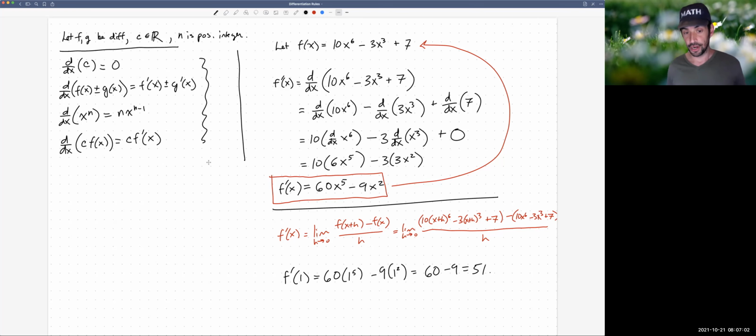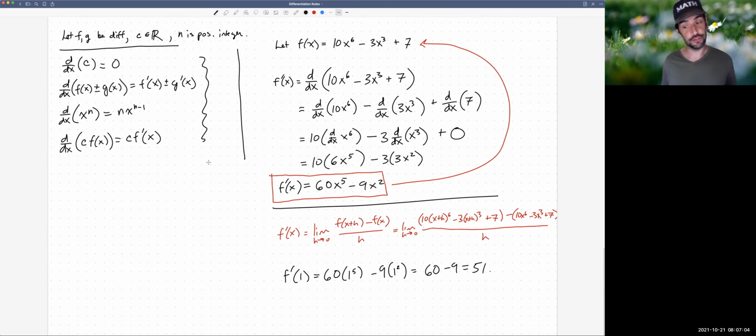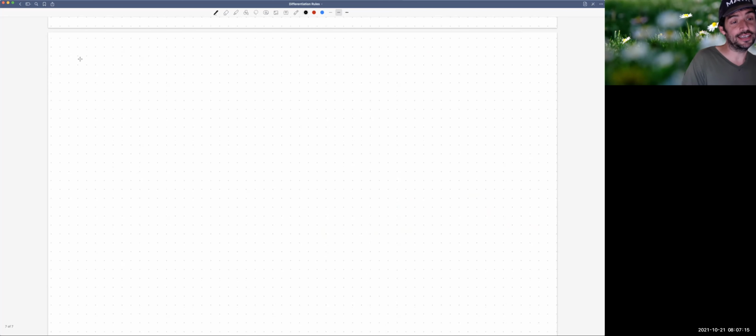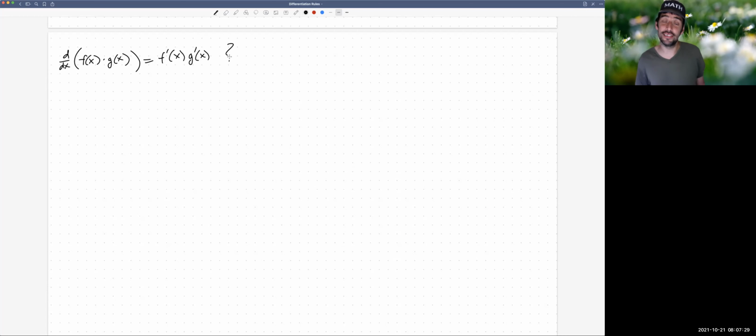We're not going to go through the next rule yet, but I want to introduce why we need it. We've got adding and subtracting functions. A nice extension of that might be multiplication. And what we hope is that if I take differentiable functions f and g of x and multiply them together and take their derivative, we get f prime of x times g prime of x. We hope this is true. That would be nice and simple. Let's do one thing to see if that's true or not.